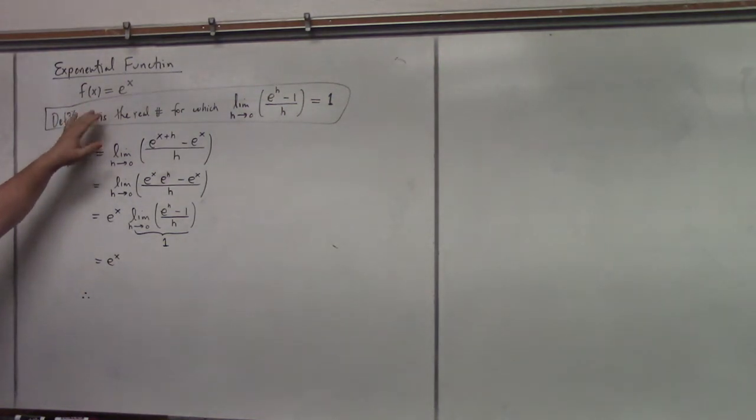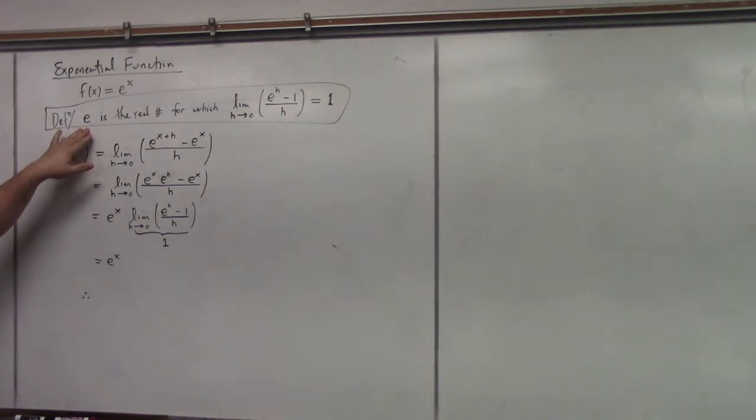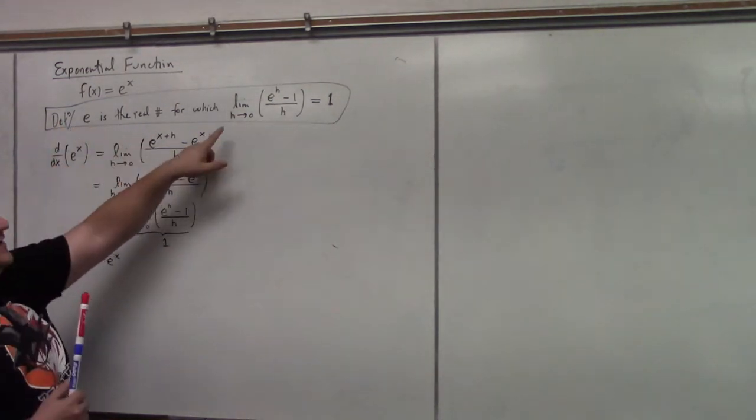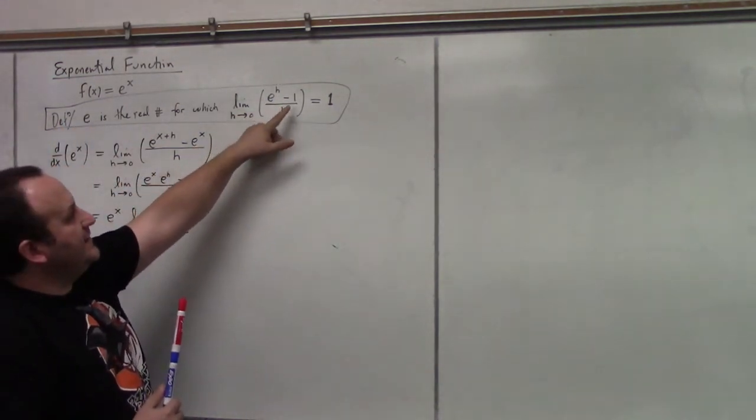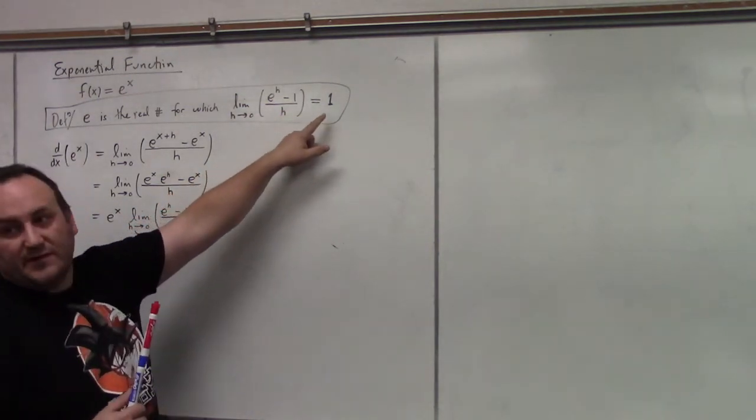The number e we can define as the real number for which the limit as h goes to 0 of (e to the h minus 1) over h is equal to 1. All right?